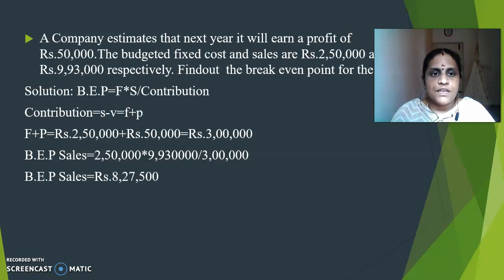So break-even sales: fixed cost is rupees 2,50,000 multiplied by the sales value 9,93,000, divided by the contribution, sales minus variable cost or fixed cost plus profit, rupees 3 lakh. So break-even sales is rupees 8,27,500. Some more problems are there.